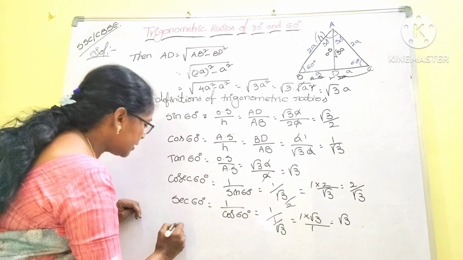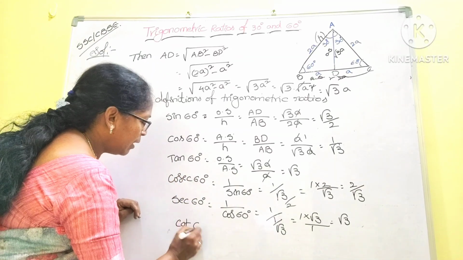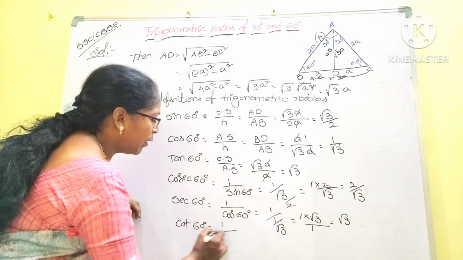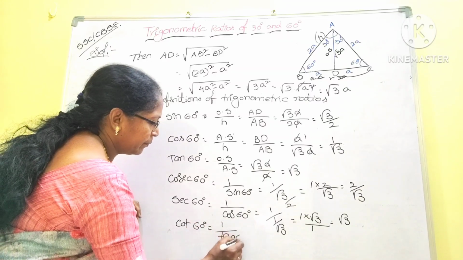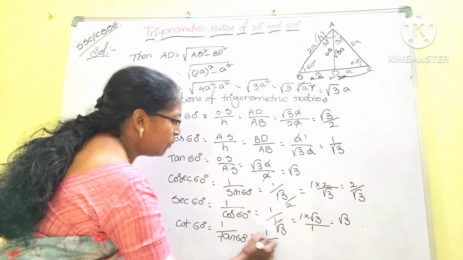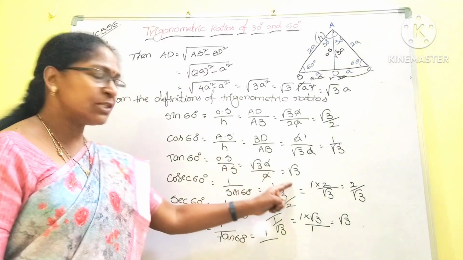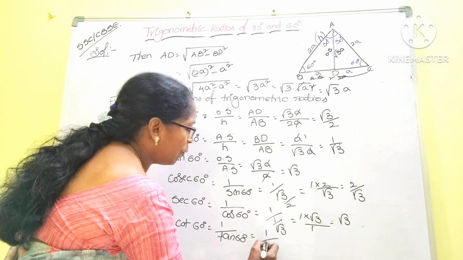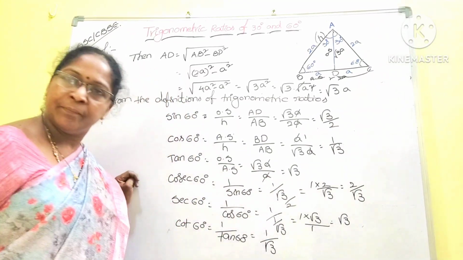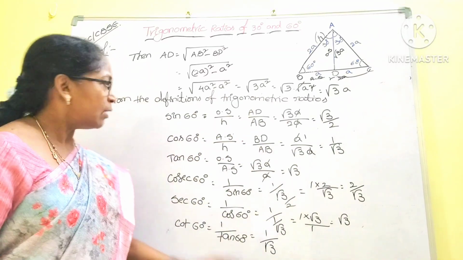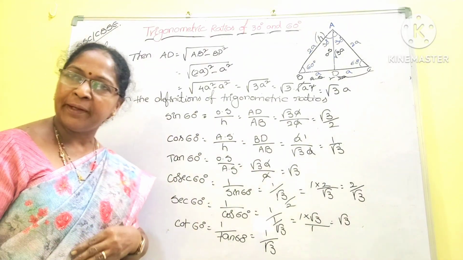Next, tan's reciprocal is cot. Cot 60 equals 1 by tan 60. That equals 1 by, where tan 60 equals root 3. So 1 by root 3. These are the values of the trigonometric ratios of 60 degrees.